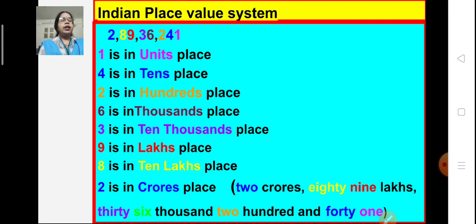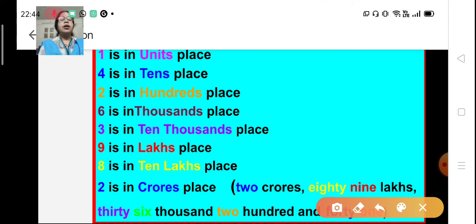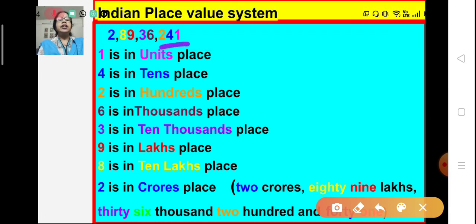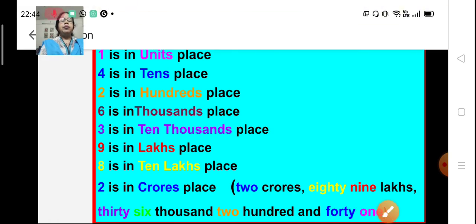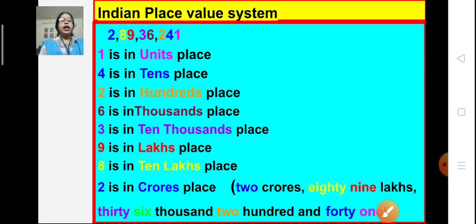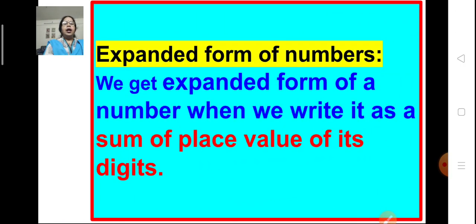The first comma comes after the 3 digits, then after 2 digits the comma comes, and again after the 2 digits we put the comma. So, this is the way we place commas and read the numbers according to the Indian place value system. And how do we expand the numbers according to the Indian place value? The expanded form of a number is nothing but we can get it by writing the number as a sum of the place values of its digits.